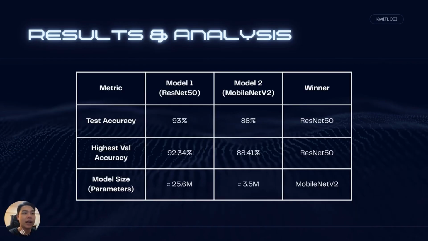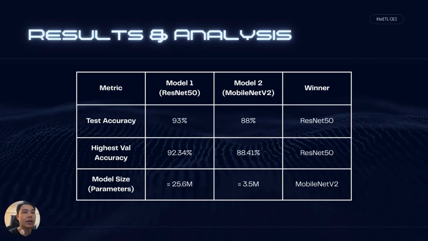Next is the results and analysis. Here is the comparison table. You can see that the ResNet reaches 93% test accuracy and the highest validation accuracy of 92.34%. Also here, the MobileNet V2 achieved just 88% test accuracy and 88.41% validation accuracy.